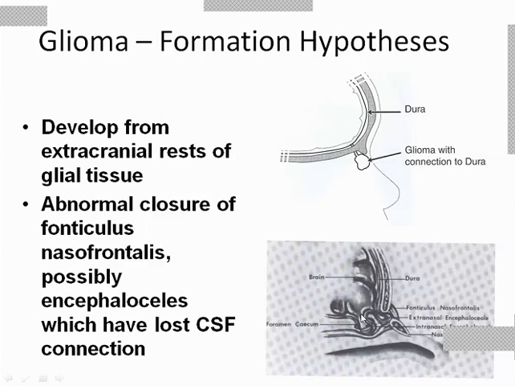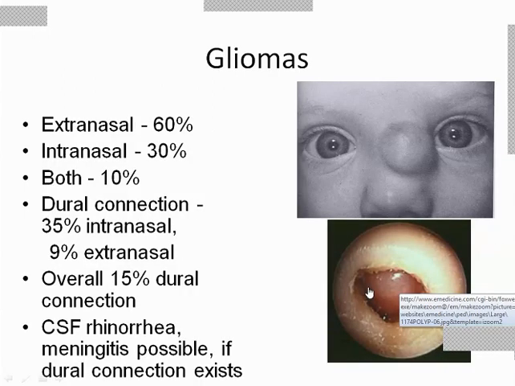Okay. So it can be like this, or it can be intranasal, a pinkish or bluish pink color. So gliomas can be extranasal around 60%, intranasal can be 30%, both intra and extranasal can be 10%. Dural connectivity is present in 35% of intranasal dermoids, whereas extranasal only 9% are having it. These are all statistics. Okay, overall 15% dural connections will be there.